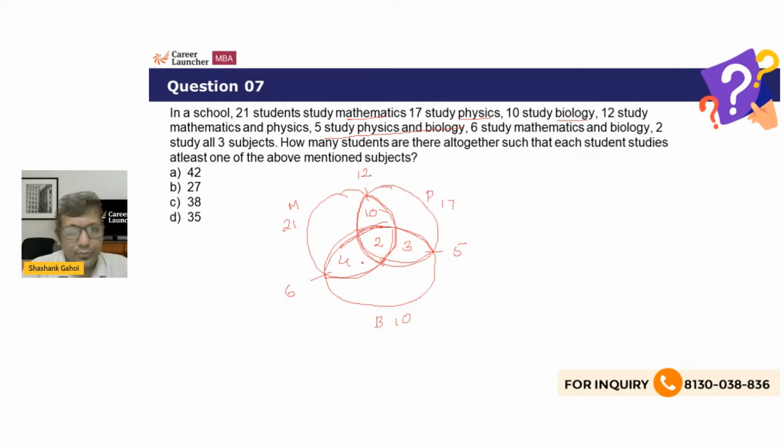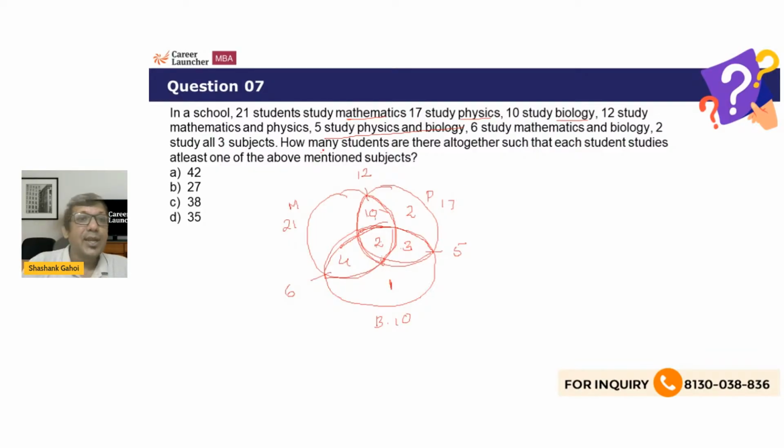4. Okay. Out of 17, this is 10. This is 2. This is 3. So this is going to be what? 10 plus 2, 12. 12 plus 3, 15. So this comes out to be 2. Out of 10, it is going to be 2 plus 3, 5. 5 plus 4, 9. This comes out to be 1.